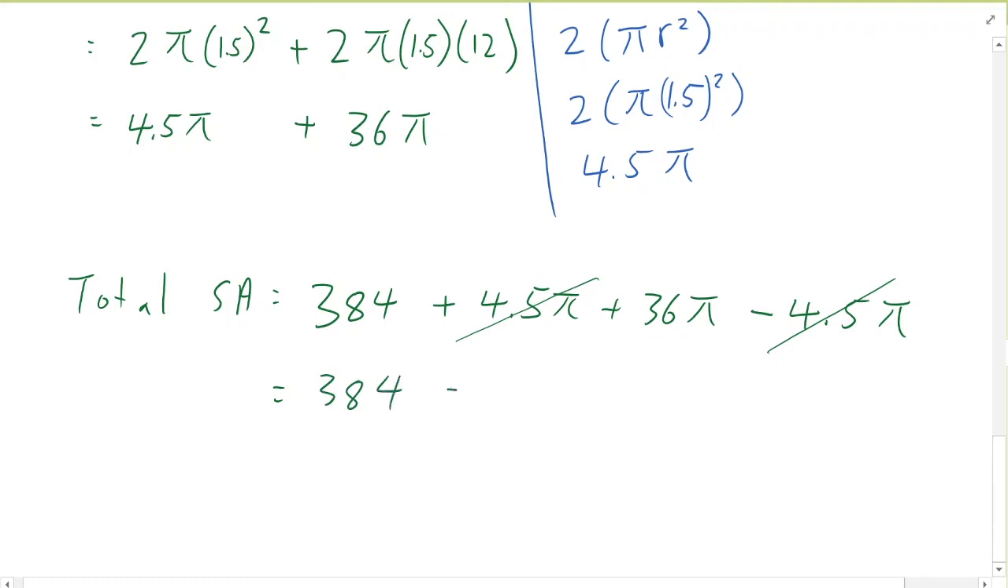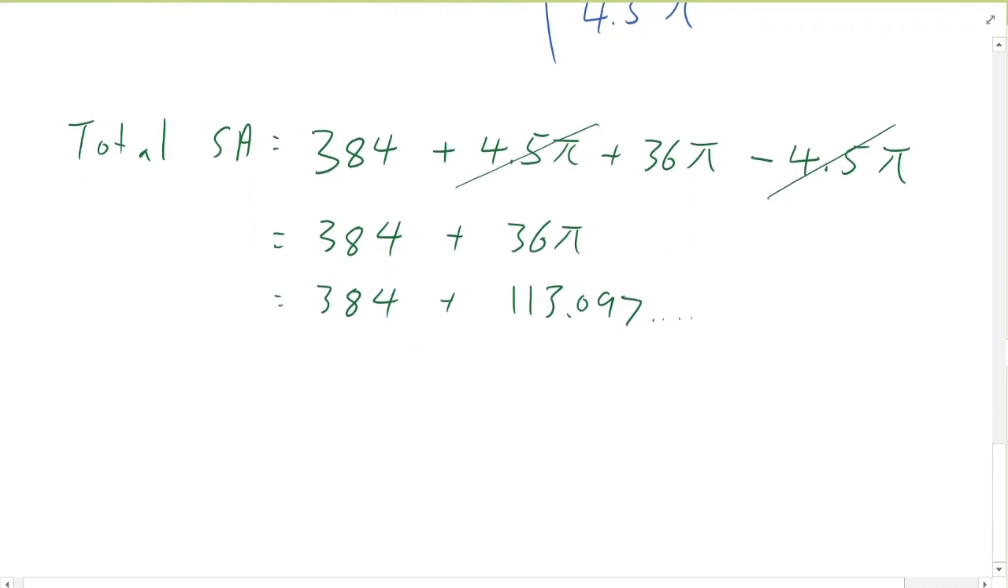Okay, so now we calculate 384 plus whatever 36 pi is, and that works out to be 113.097, and it keeps on going. So we end up with 497.0973. Now, they asked us to round our final answer to 2 decimal places.